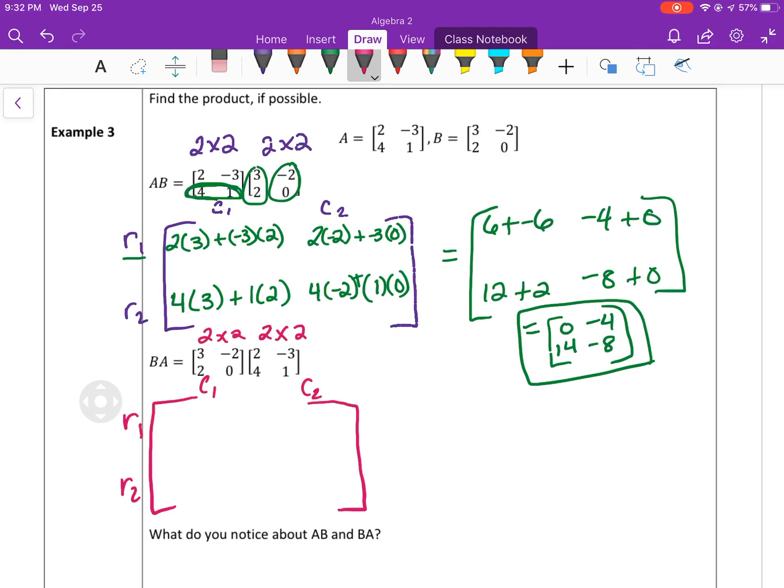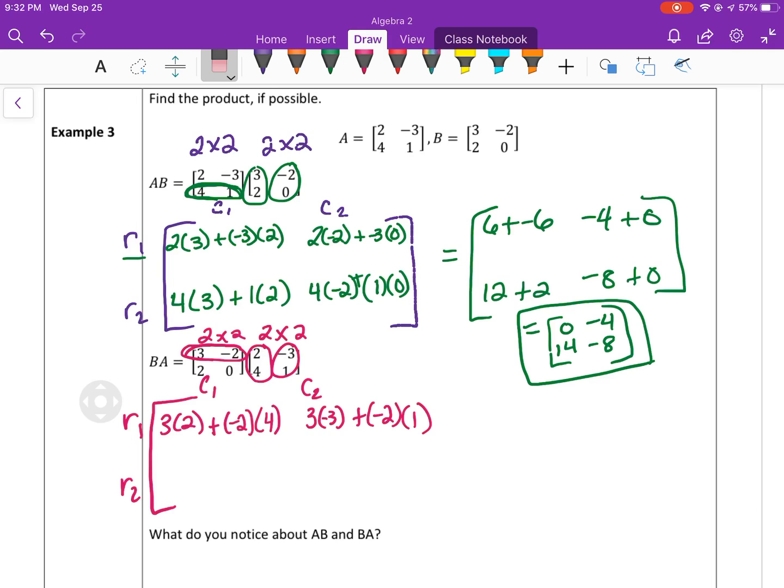So I take row 1 times column 1, and I put that in the row 1, column 1 spot, which is right here. And you're going to multiply the 3 times the 2 plus negative 2 times the 4. I'm going to need a little bit more space here. And then I'm going to do row 1, column 2. So 3 times the negative 3 plus negative 2 times 1.